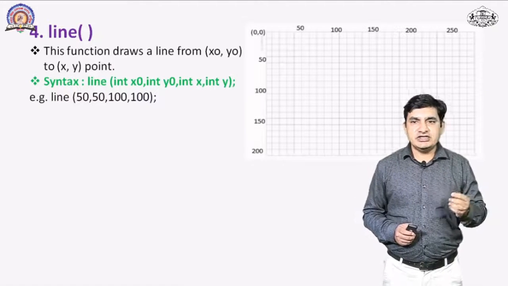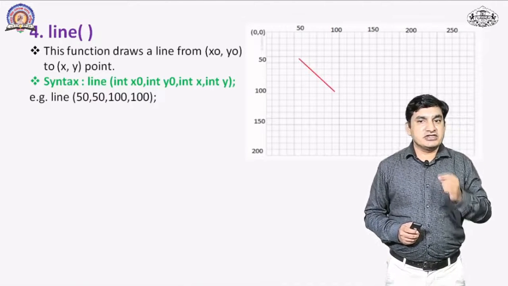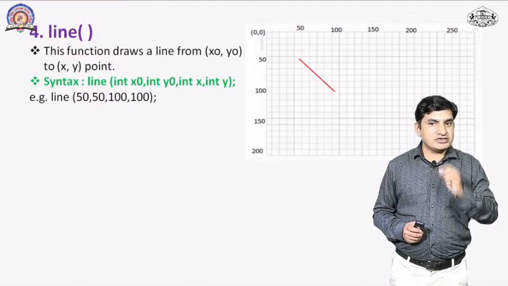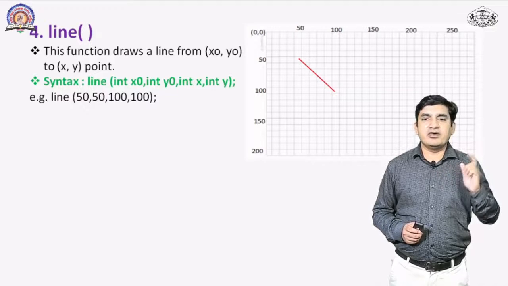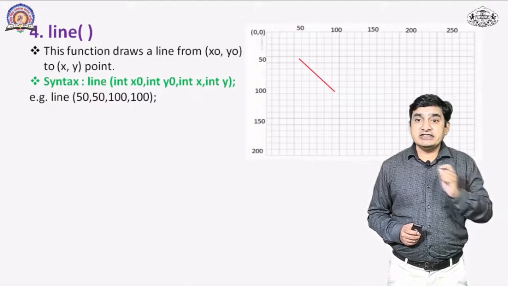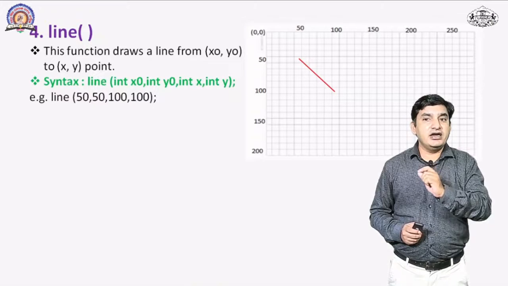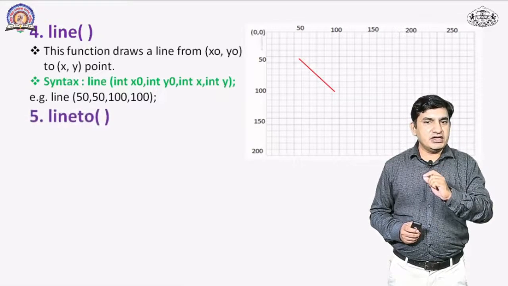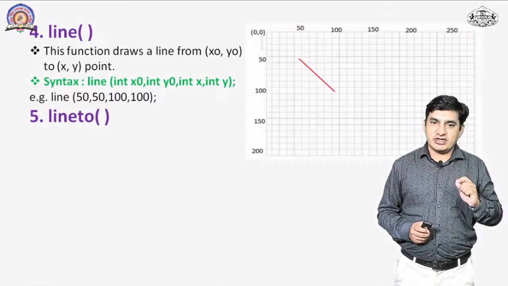So, here is this line. It starts from 50, 50. X coordinate is 50, y coordinate is 50, and it ends at 100, 100. That is, x coordinate is 100 and y coordinate is also 100.